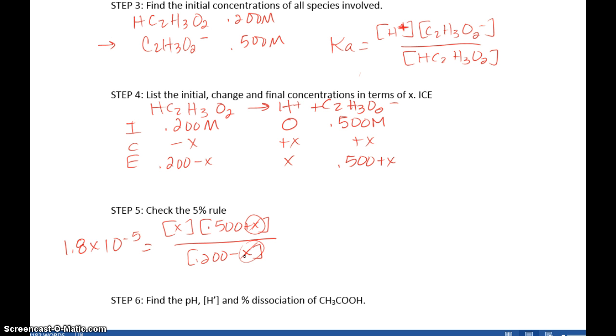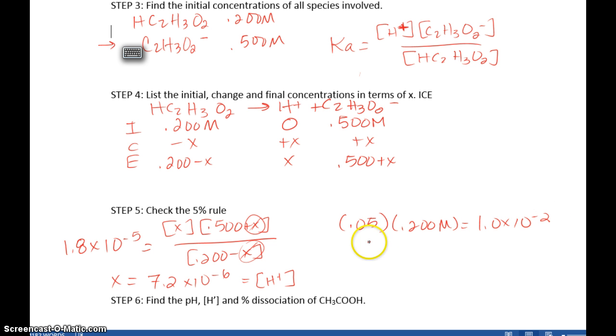Okay, so I'm going to multiply this by my 0.2, and then divide it by the 0.5, and end up with x is equal to 7.2 times 10 to the minus 6, which is also equal to my H plus. I'm going to check my 5% rule. So I'm going to take 0.05, and I'm still going to take it just of my same thing, my acid, 0.200 molar, and I end up with 1.0 times 10 to the minus 2. 1.0 times 10 to the minus 2 is greater than 7.2 times 10 to the minus 6. So my 5% rule check is okay.